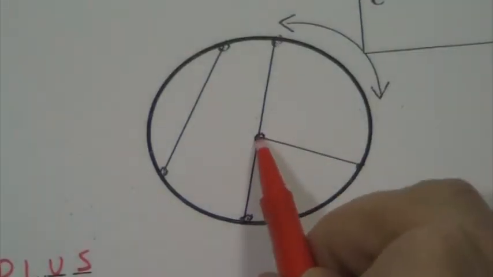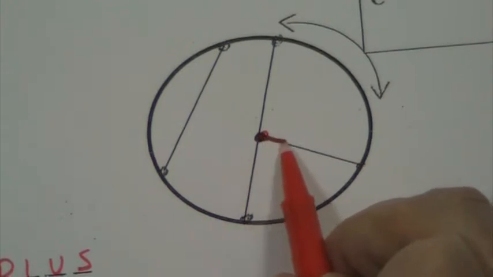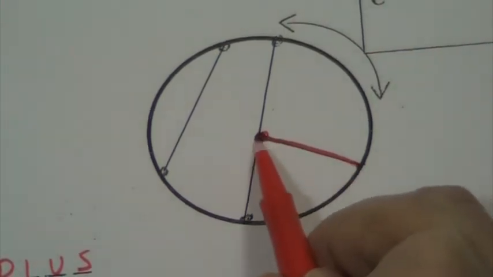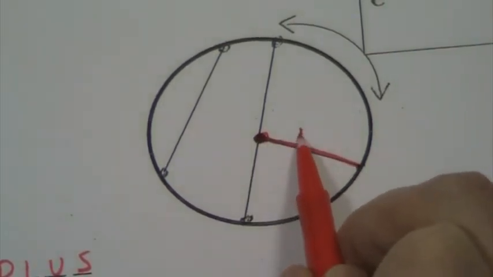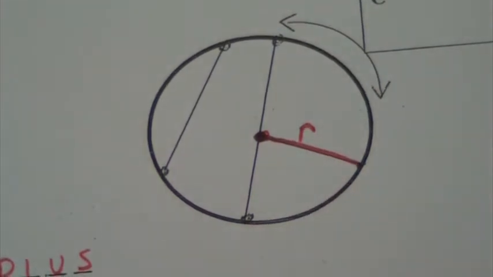Our first word is radius. And radius would be from the center to the outside of the circle. Okay, and I'll put a small r right there. That's our radius.